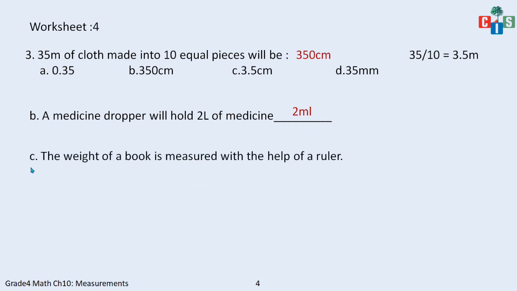Now this next question, the weight of a book is measured with the help of a ruler. Now what are you measuring? You are measuring the weight of a book and that too with a ruler. So that's not possible. Yes, you can have the length of the book measured with the ruler, or you can have the weight of the book measured with kilograms. So the right statement says its length can be measured with the help of a ruler.